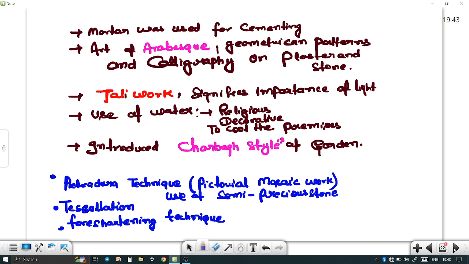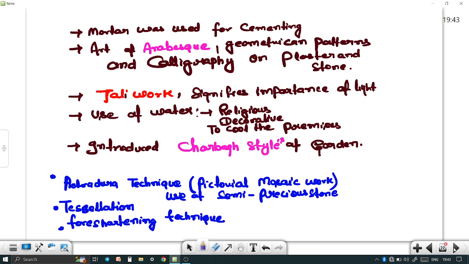Now, tessellation, it's a technique for decoration of walls and floors with a mosaic. Next is foreshortening technique. It makes the inscriptions appear closer than they really are.